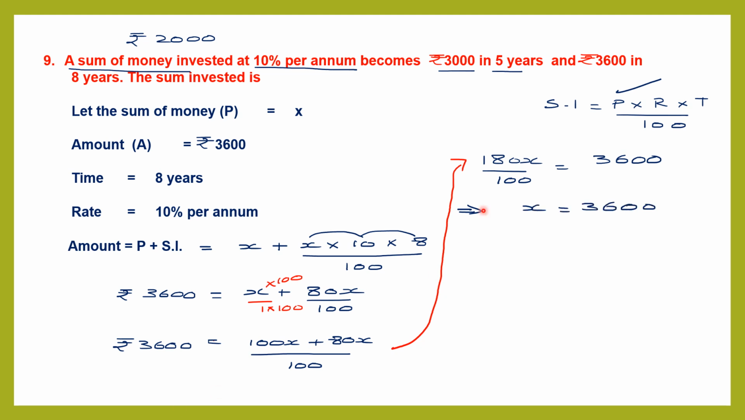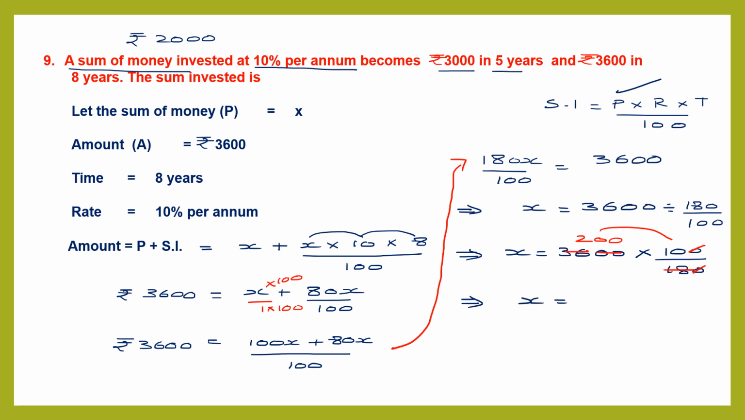3,600. Now I'm going to take this 180 by 100 to the other side. So when I take it to the other side, it becomes division, divided by 180 by 100. I can write the division this way. x is equal to 3,600, division changes to multiplication, 100 by 180. Now I can cancel this. Now 18 into 2 is 36 and I have two zeros, so add the two zeros. 200 into 10 is 2000. So x is equal to 2000.